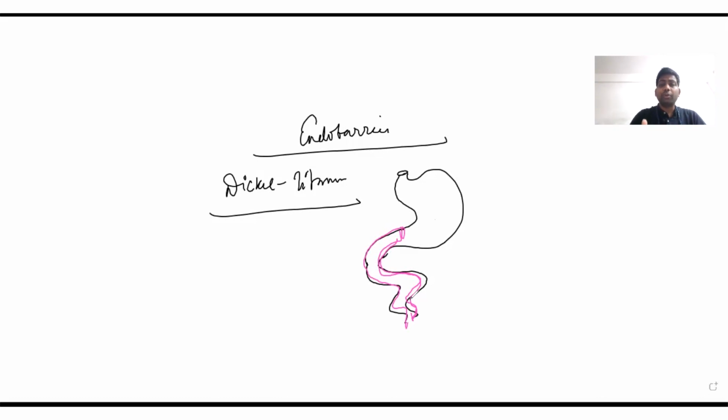These are the various procedures for bariatric surgery that we have to know for exam purposes as well as for practical purposes. So first we discussed the traditional methods, restrictive and malabsorptive. Then we spoke about the endoluminal methods. All these are important for exam purposes.